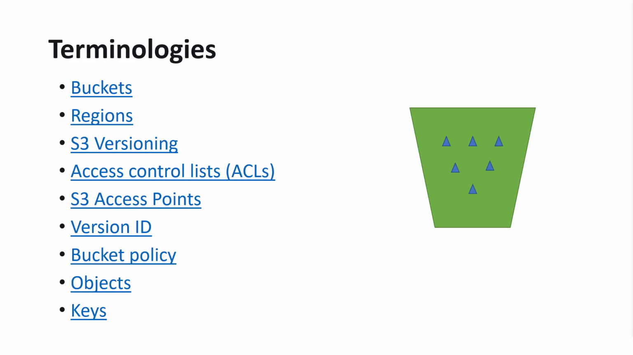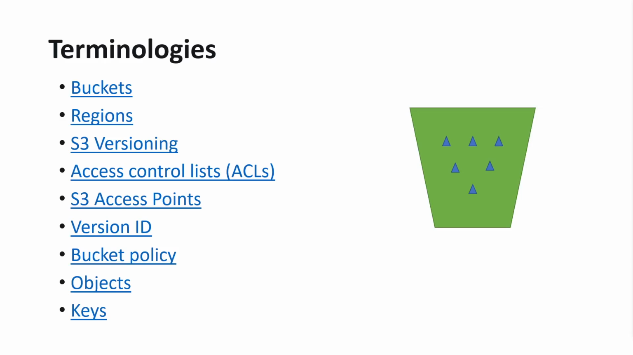Access points. S3 access points are named network endpoints with dedicated access policies that describe how data can be accessed using those endpoints. Access points are attached to buckets that you can use to perform S3 object operations such as get object, put object, etc.